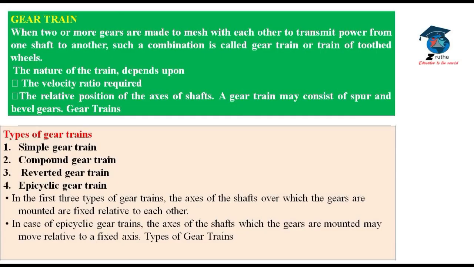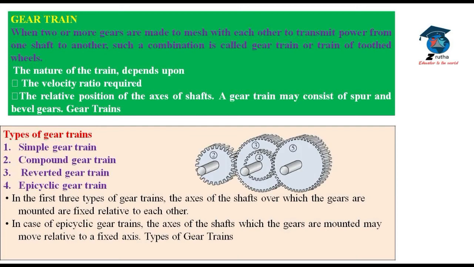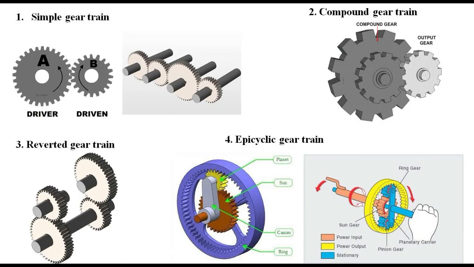Gear trains. When two or more gears are made to mesh with each other to transmit power from one shaft to another, such a combination is called a gear train or train of toothed wheels. There are four types of gear trains, namely simple gear train, compound gear train, reverted gear train and epicyclic gear train. Let us discuss all these four types one by one.